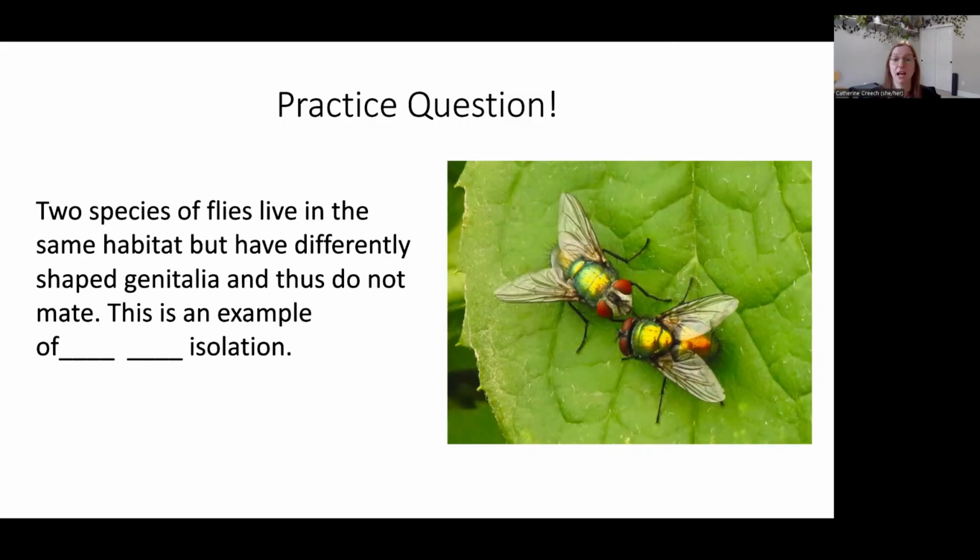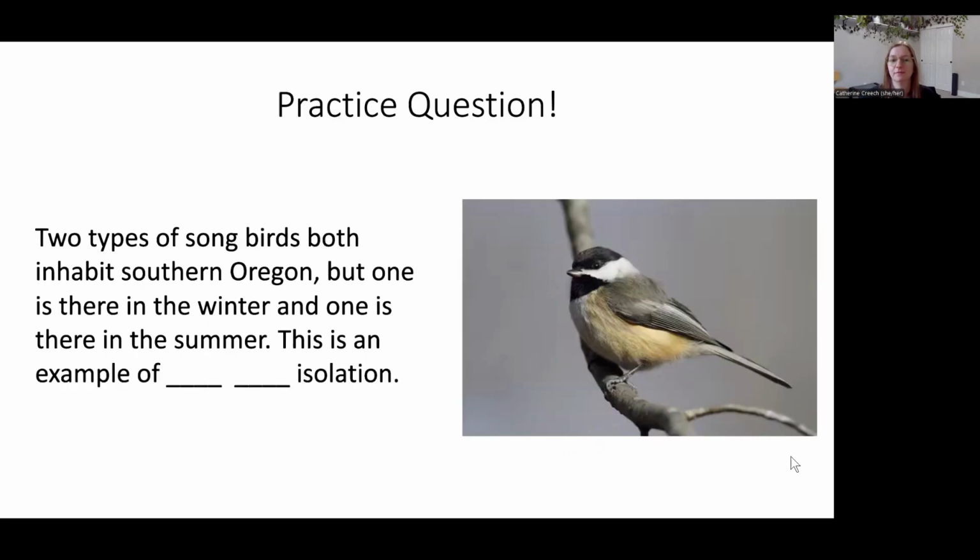Two species of flies live in the same habitat but have differently shaped genitalia and thus do not mate. This is an example of mechanical prezygotic isolation. Two types of songbirds both inhabit southern Oregon, but one is there in the winter and one is there in the summer. This is an example of temporal prezygotic isolation.